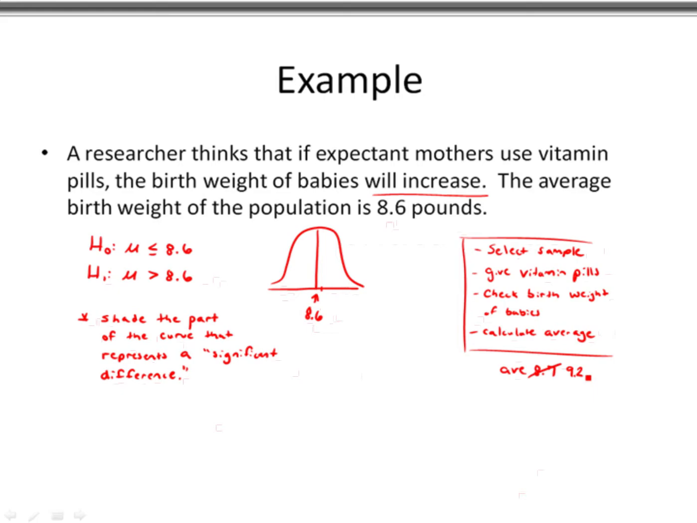Well, what if the average was, say, 9.2? And I realize that that's getting quite large, but think about that. Does that indicate a significant increase? And I think in relation to 8.6, we would probably say yes, that's a significant increase. And so where does that occur? That would occur maybe up here. And so come back to what we said. We want to shade the part of the curve that represents a significant difference. And so we definitely want to shade these here. We're saying these are significantly different.